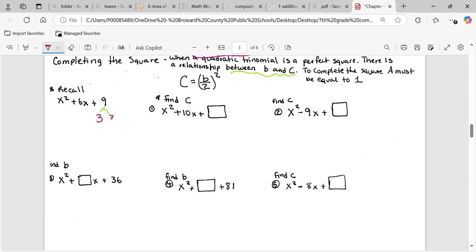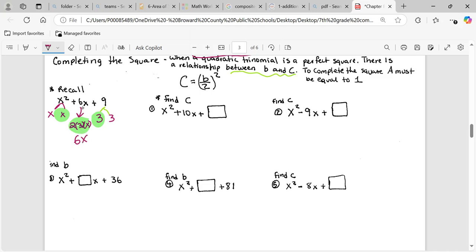9 is 3 and 3. And the x can be split into x and x. And the middle term you would check by making it 2 times 3 times x. You get the x from here, your 3 from here. So it should be 2 times all of those. So when you check it, 2 times 3 is 6, and we have 6x.